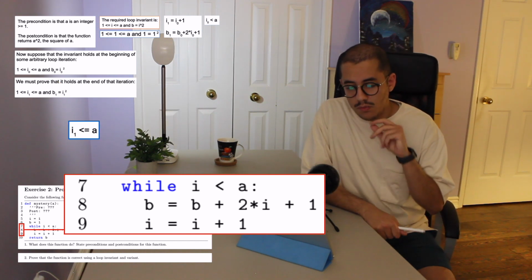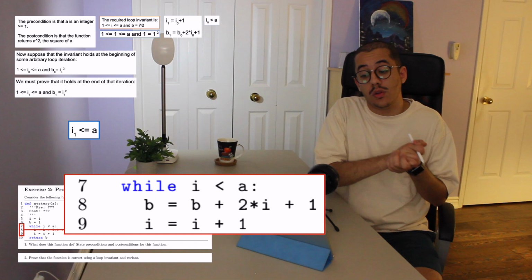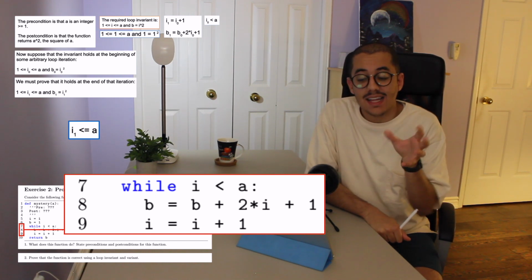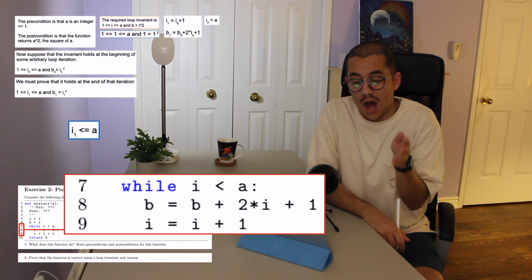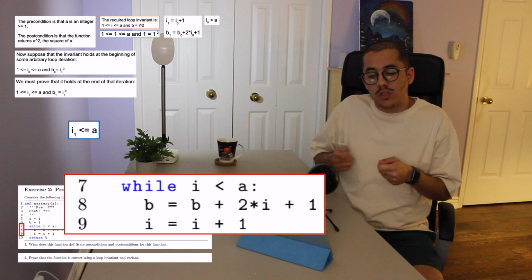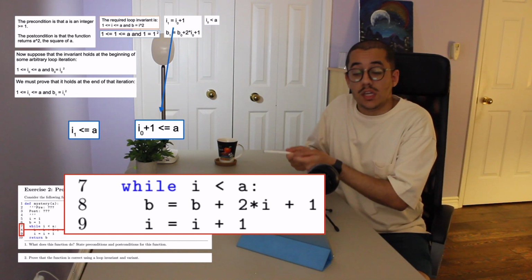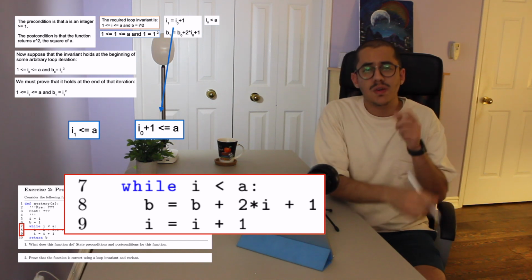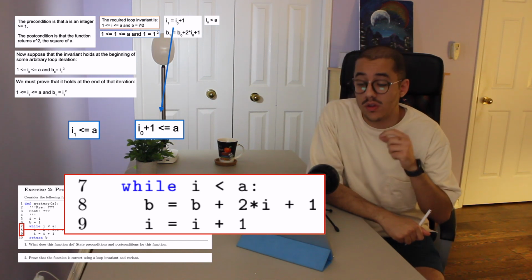The second one being I1 is smaller than or equal to A. Well, we already know that I1 equals I0 plus 1, right? So in other words, we're saying I0 plus 1 is smaller than or equal to A, right? By the loop condition, we know that I0 is smaller than A.